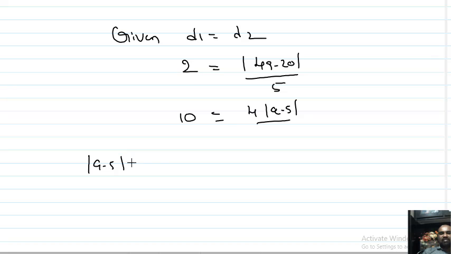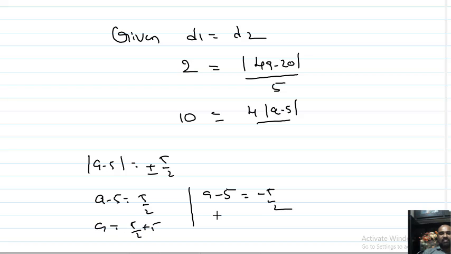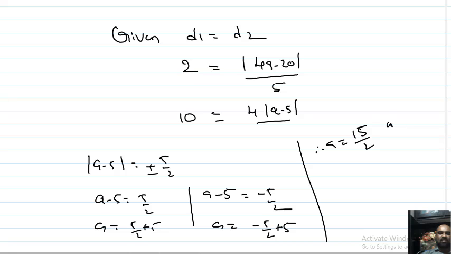Mod a minus 5 equal to 5 by 2, plus or minus. So a minus 5 equal to 5 by 2, or a minus 5 equal to minus 5 by 2, or a equal to 5 by 2 plus 5, or a equal to minus 5 by 2 plus 5. Okay, now I will write therefore a equal to, first of all here 5 2s are 10, 10 plus 5 is 15 by 2, or here 5 2s are 10, 10 minus 5 is 5 by 2. Therefore, the required a values are 15 by 2 or 5 by 2.